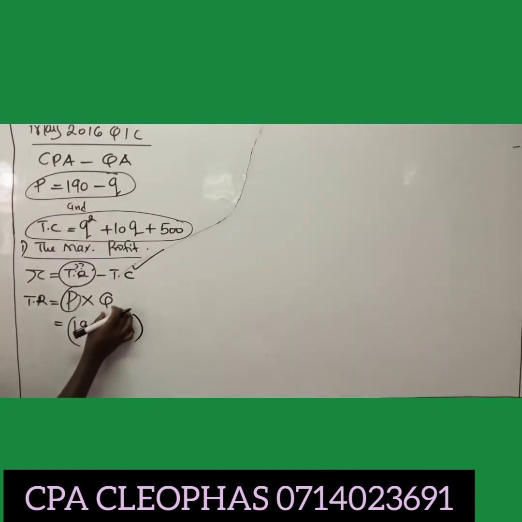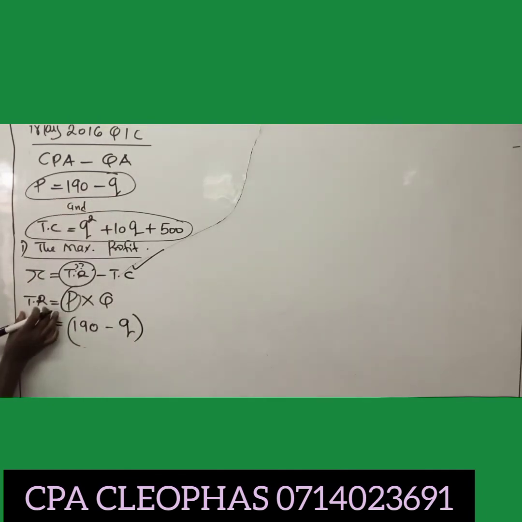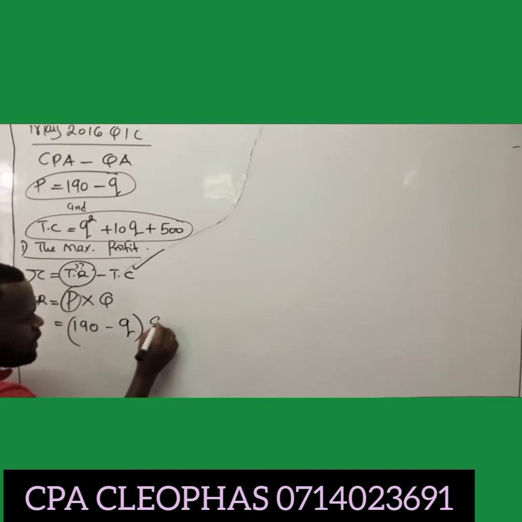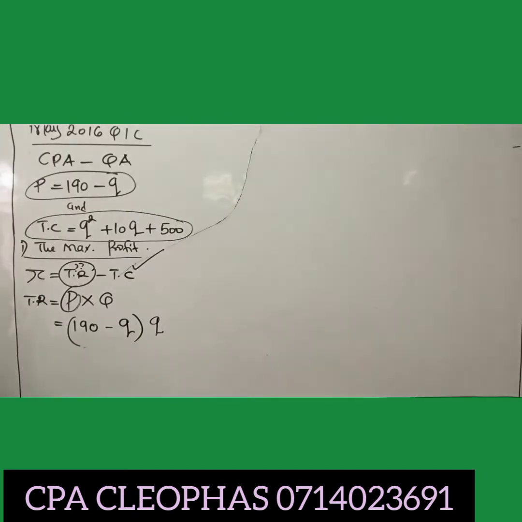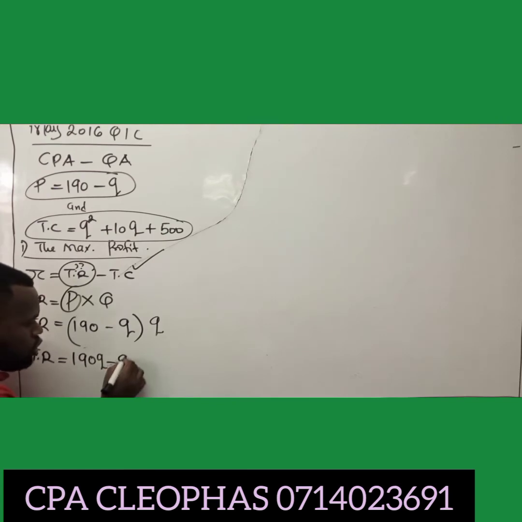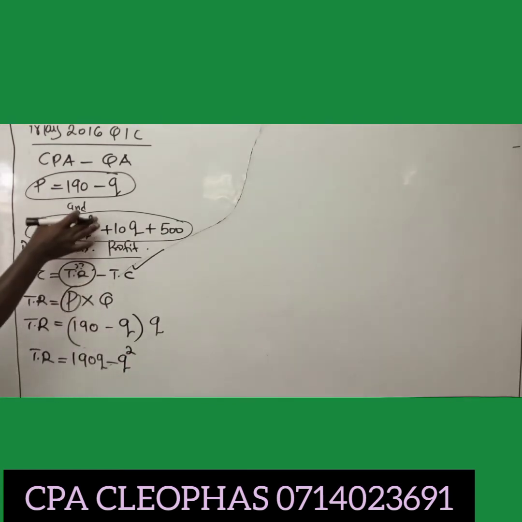So you need to multiply by Q to get the total revenue. Multiply this by Q because Q was the units, and this will give you the total revenue. When you open up these brackets, it will be 190 times Q is 190Q, minus Q times Q, it's minus Q squared. So already I have my total revenue and my total cost, meaning I can get profit.